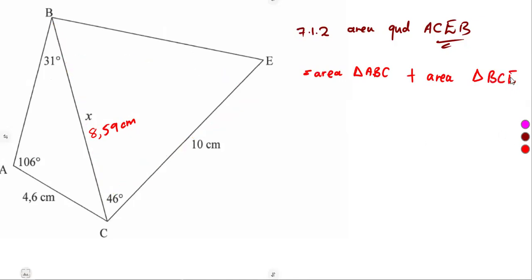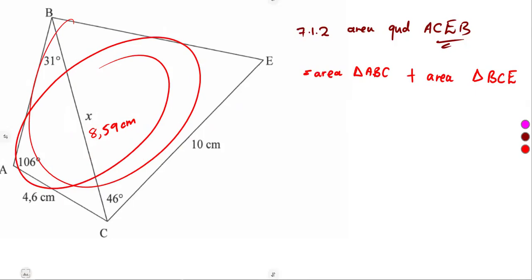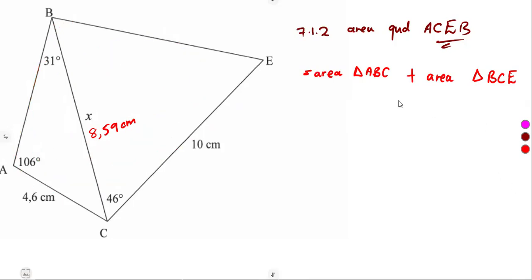This will be the case. Combining these 2 triangles together will give us the whole quadrilateral. Why focus on a triangle? Because we know its area. That is where we go to the area rule.